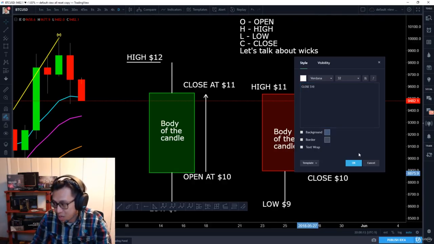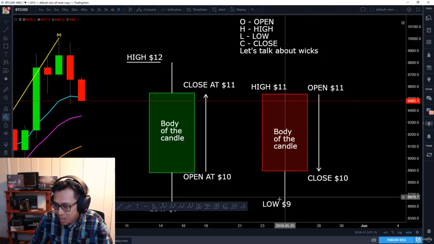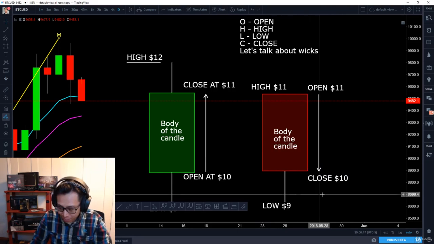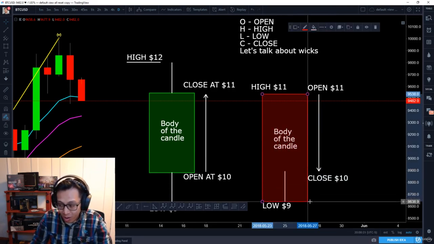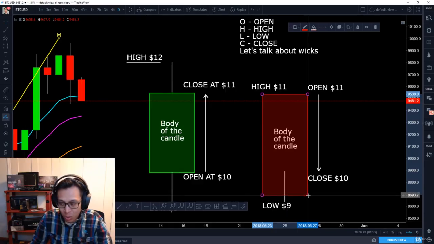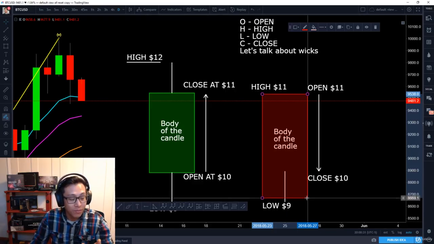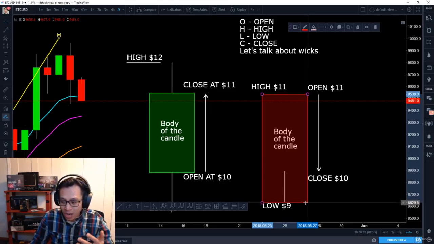So the psychology behind this candle, as an example, is that the market tried to push it really hard to $9 and keep it there. But the bulls ended up defending, okay? The bulls are the people who want to profit by going long. I'm going to use bulls and bears quite often, so make sure we're familiar with these terminologies.